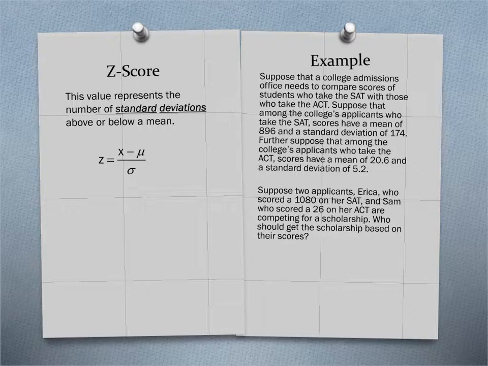And if you look here at the formula, z is equal to x minus mu divided by sigma. Remember that mu is the population mean, and sigma is the population standard deviation. So when we create a z-score, we're transforming the data back to what's known as a standard normal curve.